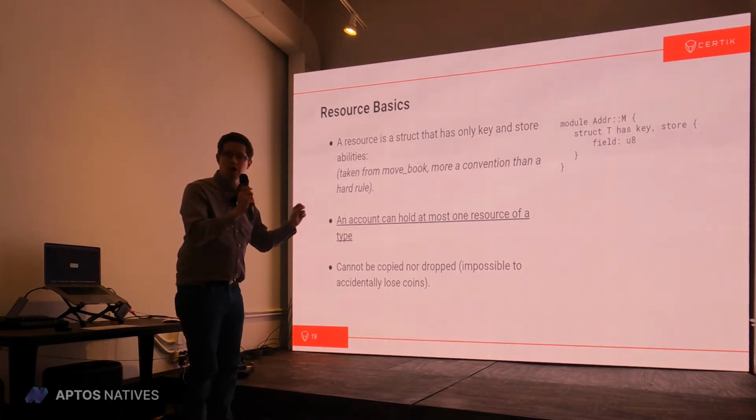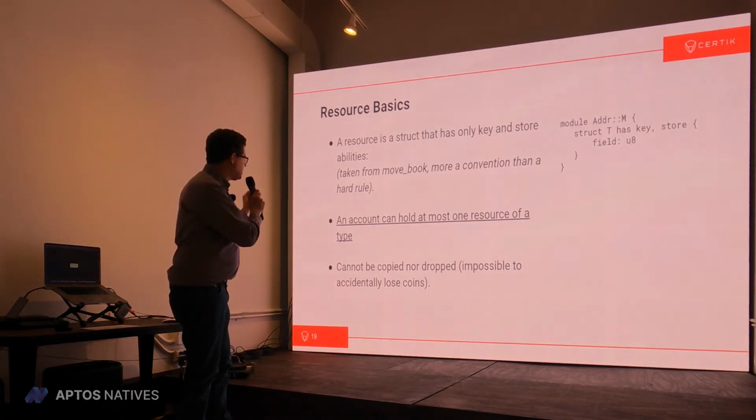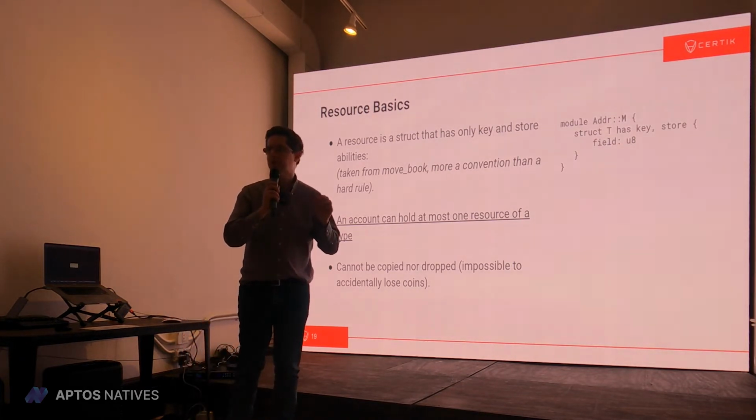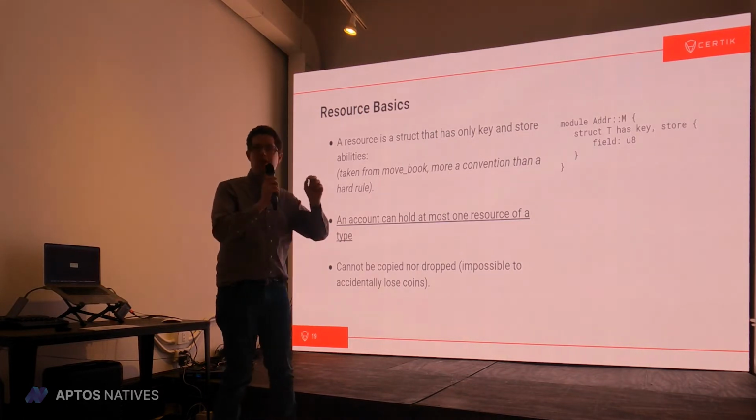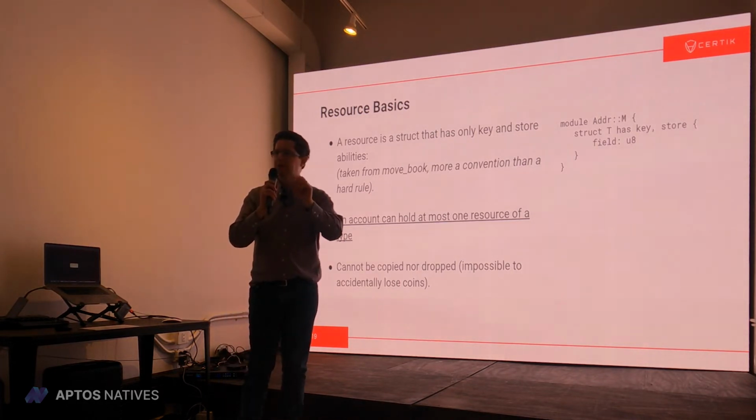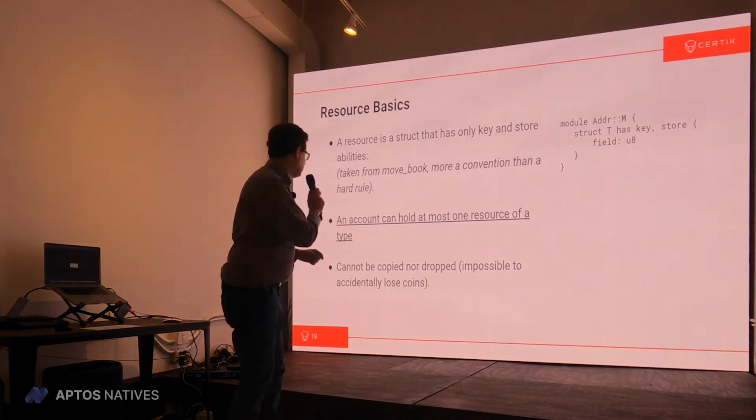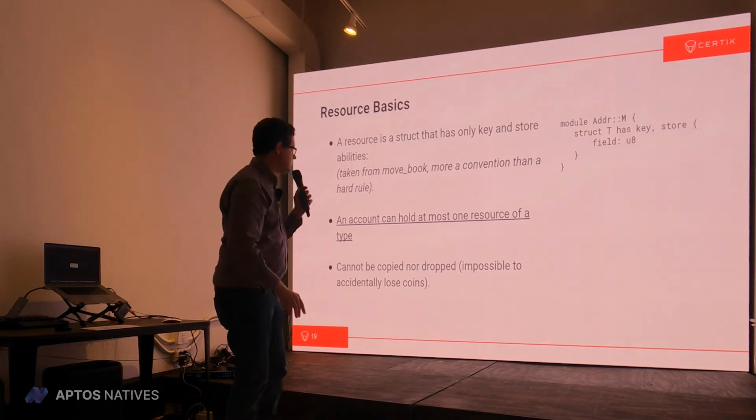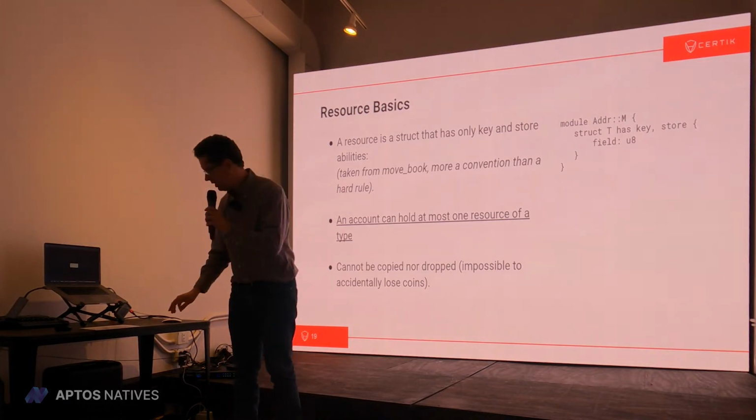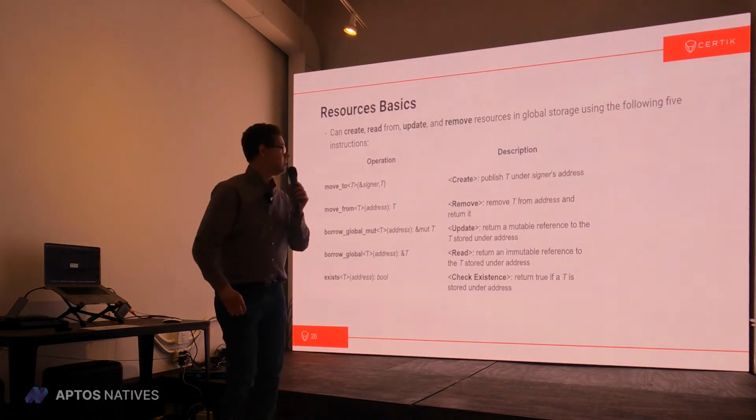The key thing to know, and this is really important, is an account can hold at most one resource of a type. Okay? So if you have an account and you have a coin, your account can hold one copy of that coin. When you have the coin there, you store the balance in the coin. So you have exactly one copy of that struct type in your account. Because of the constraints put on resources, you can't copy or drop it. It's impossible to accidentally lose points.